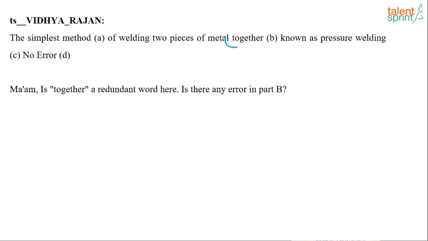Why is it a redundant word? Because "welding" itself means join something together. So we will not use two words of the same type in one statement. The simplest method of welding two pieces of metal, it should be, there is no need of "together".